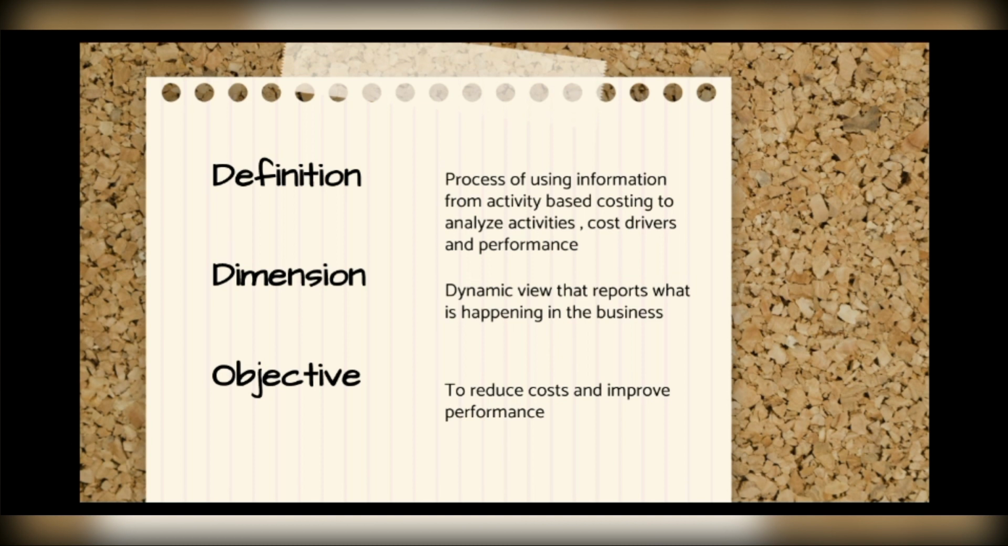This is on the differences between ABM and ABC. For ABM, the definition is the process of using information from activity-based costing to analyze activities, cost drivers, and performance. The dimension of ABM is a dynamic view that reports what is happening in the business. The objective of ABM is to reduce costs and improve performance.